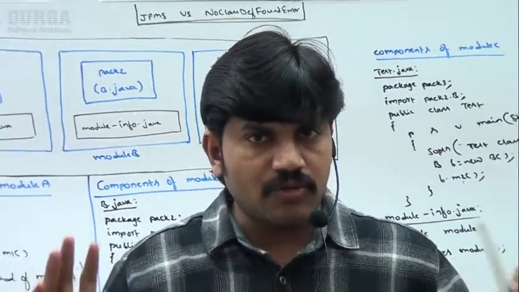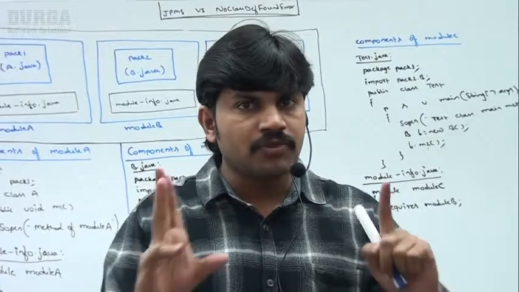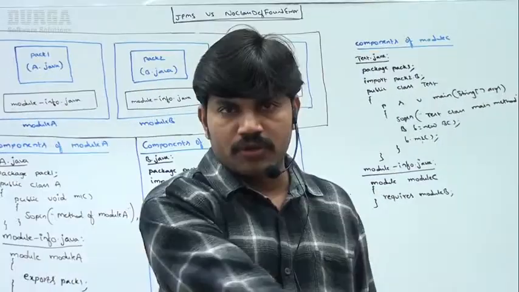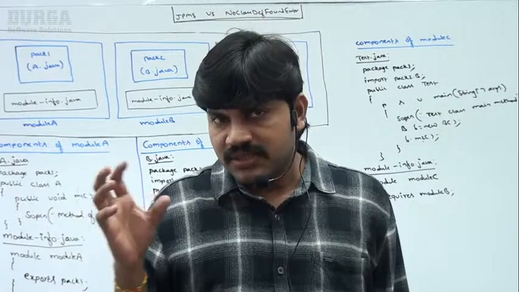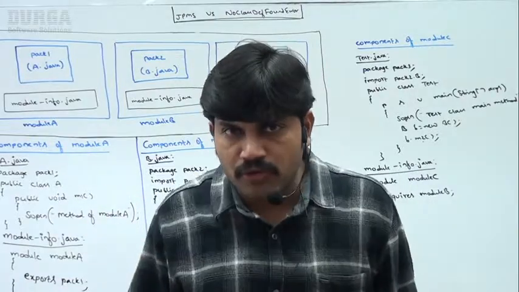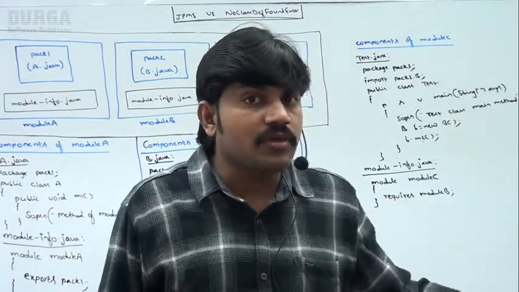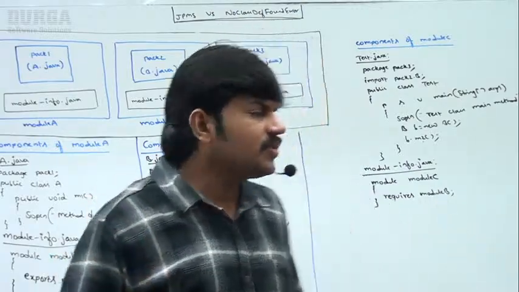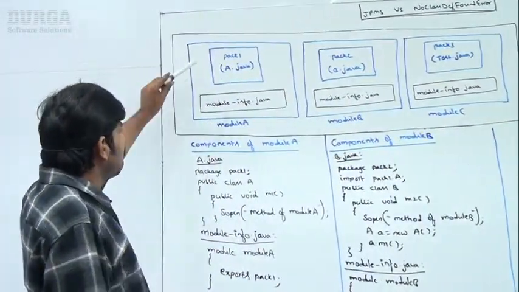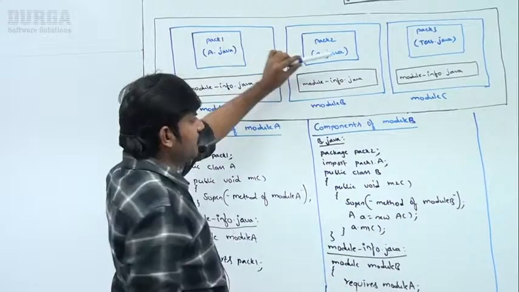Clear, right? Sir, in total how many modules are there in our demo program? 3 modules: module A, module B, module C. Module A contains pack1. Pack1 contains A.java. Module B contains pack2. Pack2 contains B.java. Module C contains pack3. Pack3 contains tester.java. Clear, right? Sir, observe a bit carefully. This is our diagram, whatever I showed on the screen.